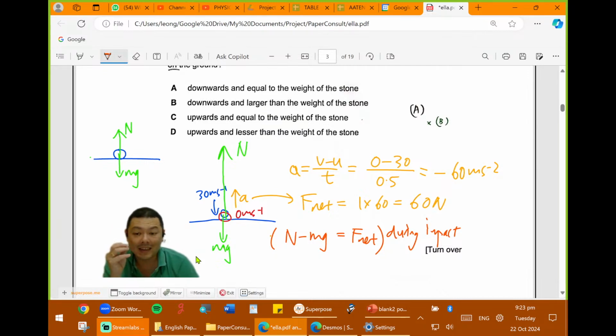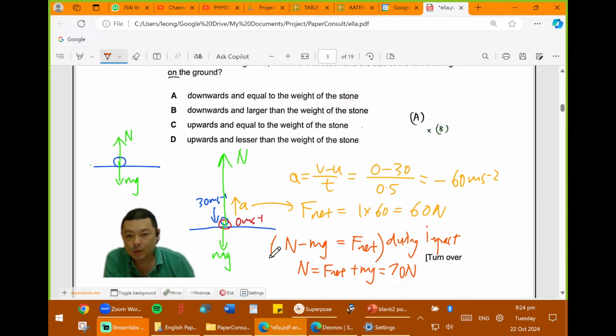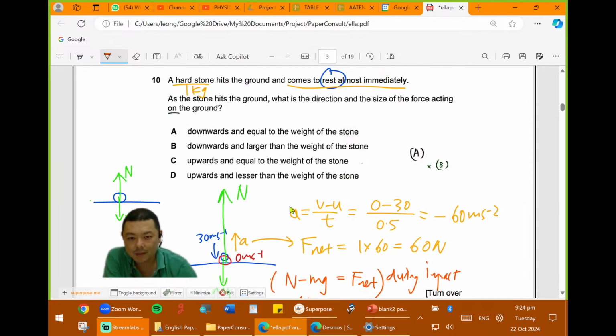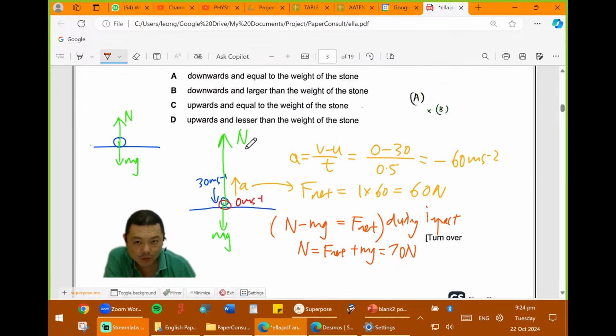And then the worst part about it is now we have to find the N force. So what is the N force? It will be F net plus mg. Correct? And how much is that? 70 newtons. Yeah, 70 newtons, right? So therefore, right? Okay. But this normal contact force, 70 newtons, is by what on what?